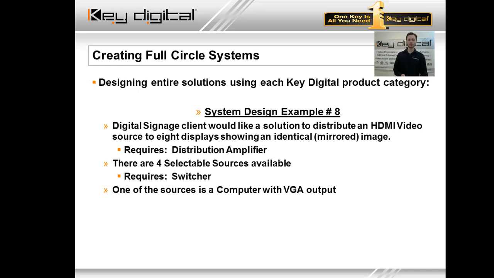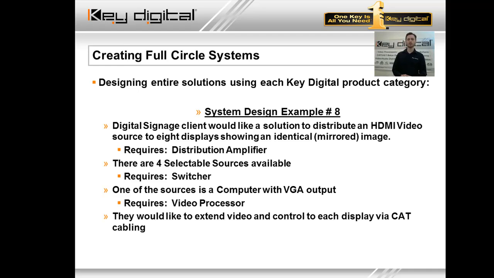One of the sources is a computer with VGA output, whereas we said here in bullet point number 1, we want an HDMI system. Therefore, we're going to need a video processor, and they like to extend everything, video and control, via CAT cabling.